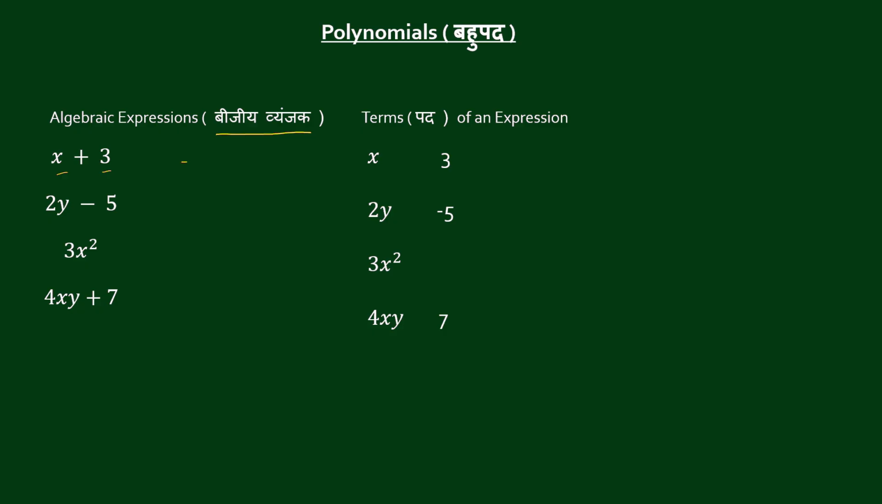Similarly, 2y and minus 5 are the terms of this expression. And this expression has got only one term, 3x square. And this expression has got two terms, 4xy and 7.